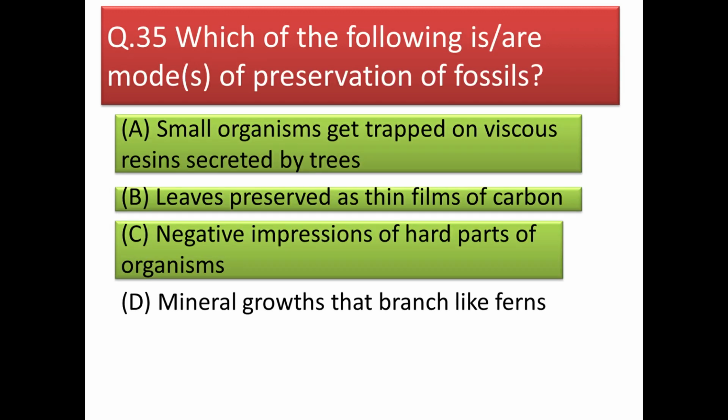Next question: which of the following are the modes of preservation of fossils? Small organisms get trapped in viscous resins secreted by trees. That is correct. Leaves preserved as thin films of carbon. Correct. Negative impression of hard parts of organisms. That's also correct. Now the only option that is not correct is the mineral growths that branch like forms. In this case there cannot be any preservation of fossils.